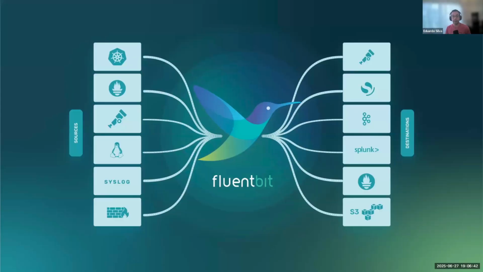Okay, as you know, Fluent Bit is a telemetry agent that in order to work, it connects data from multiple sources and sends the data to multiple destinations. Now, how this works behind the scenes, it's where we're going to dig right now.